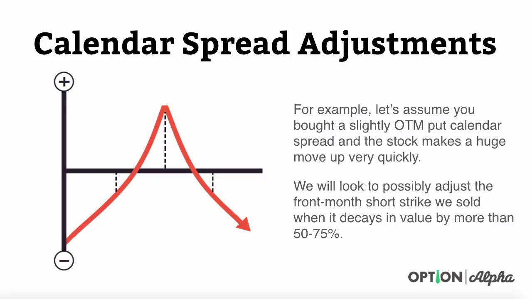Well, in this case, what we'll do is we will look to possibly adjust the front month short strike that we sold when it decays in value by more than 50 or 75%. And what we'll look to do is roll that strike closer to where the stock is trading right now. So it's a consistent theme here with a lot of the adjustments that we do at Option Alpha.